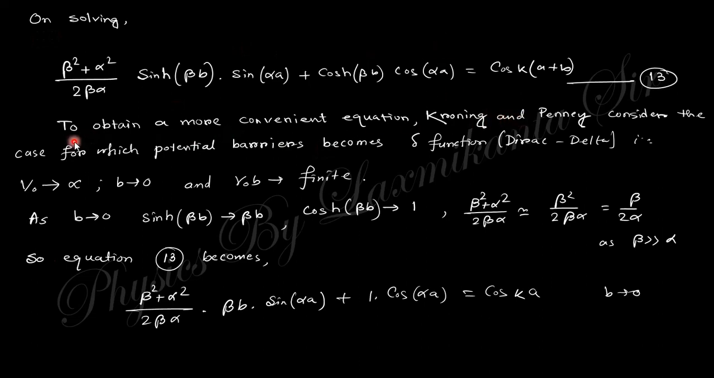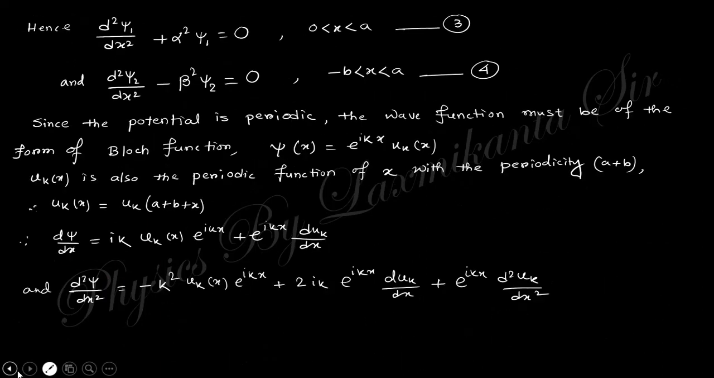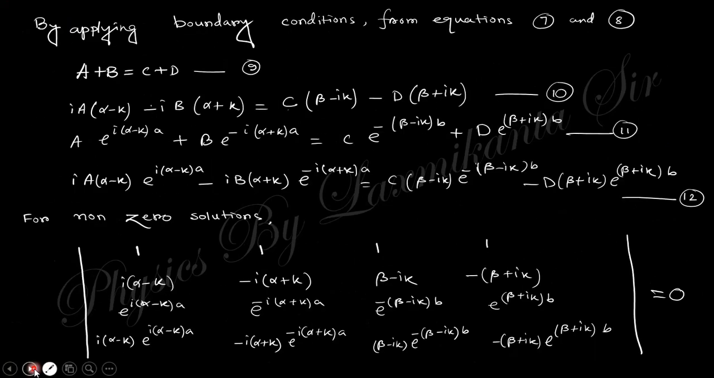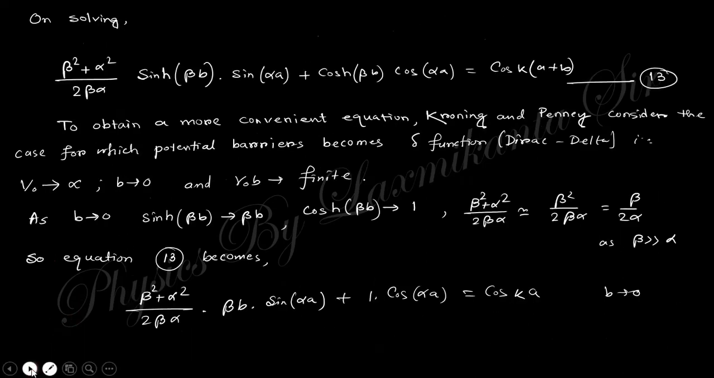expression finally. Okay, so to obtain a more convenient equation, Kronig and Penney take this as a delta function. That means b tends to 0. B tends to 0 means you can see this potential well is just like a delta function. Actually this will be a delta function because the dimension of the nucleus is very much lower compared to the radius of the electron cloud. So this is a physical concept. Okay, so you can take b tends to 0, so V0 b equals a finite value finally.